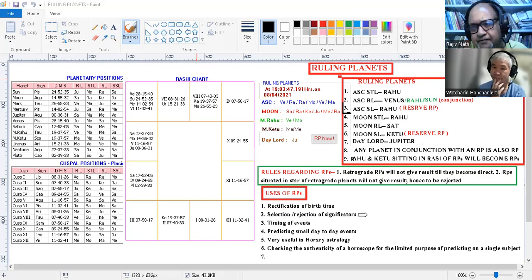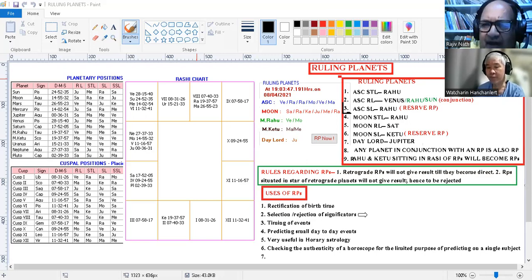Now, this is very important. Suppose 4 planets are signifying marriage. Now, you are at a loss as to decide which planet to pick up. So, their RPs will come to your aid. You see which planet is an RP, and suppose if 2 planets appear as RPs, then which is the stronger one in this order? So we pick that out and reject the others. This we'll do as we go along. We'll see it practically. Then we use them in timing of events.